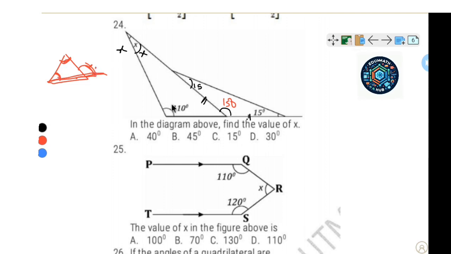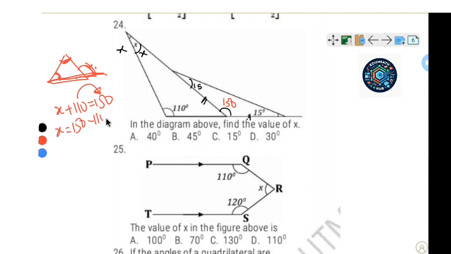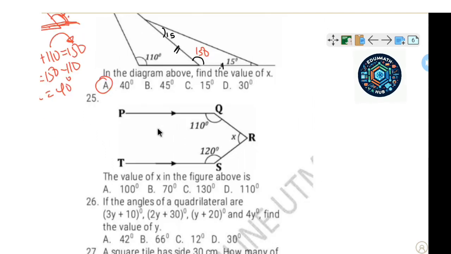If you add x plus 110, you must get 150. So that means x plus 110 is 150. From here, you bring this on here, you can see that x will be 150 minus 110. So x is 40 degrees. So go to your option and shade 40. We'll move to the next one, number 25.